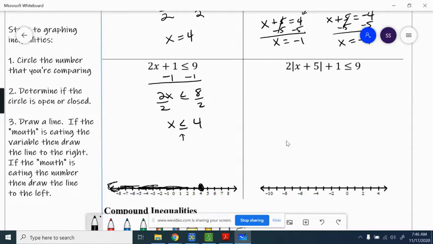Okay? And now we're putting it all together. So now we have an absolute value inequality. So we're going to start the same way. We're going to go ahead and subtract 1 on both sides and then divide by 2.